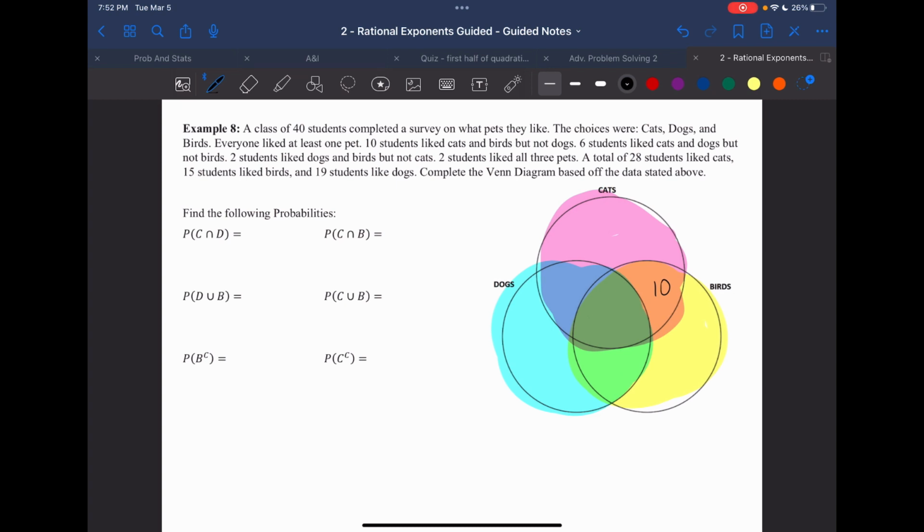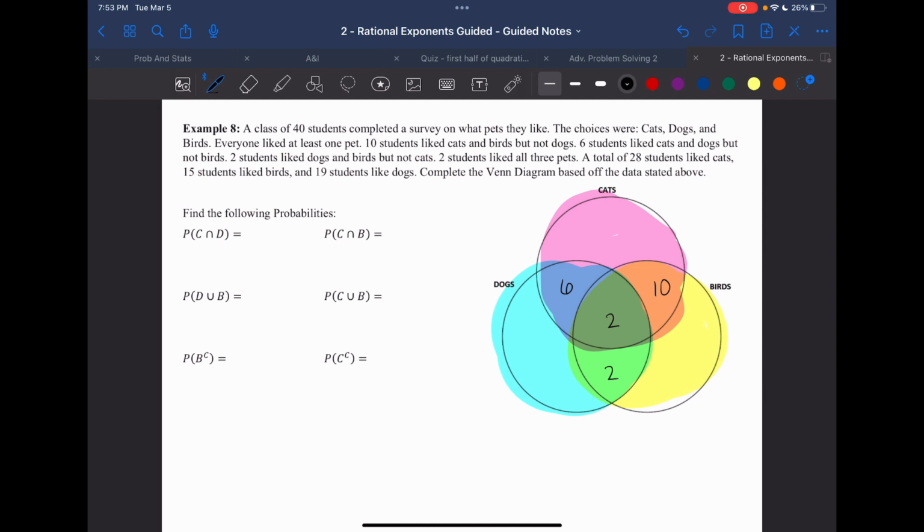6 students like cats and dogs, but not birds. So cats and dogs, pink and blue, which makes purplish. So that would be right here. 2 students like dogs and birds, but not cats. So dogs and birds, blue and yellow make green. So I'm going to go ahead and put 2 in there. 2 students like all 3 pets, so I can go ahead and put that right there.